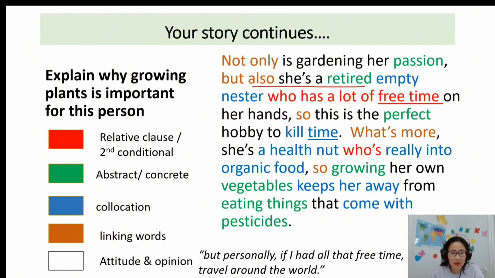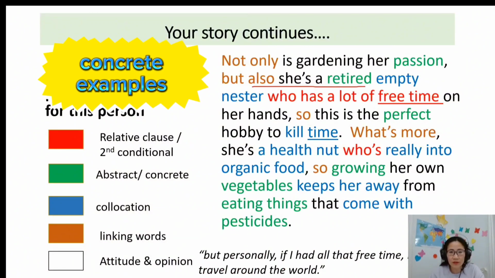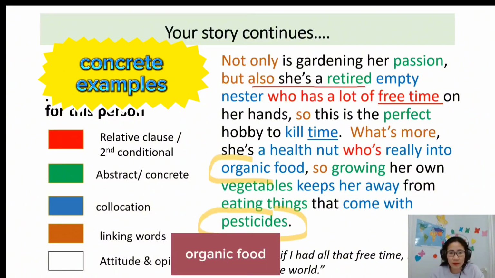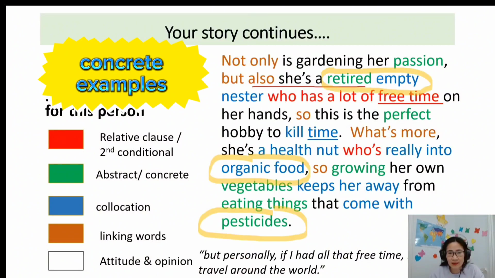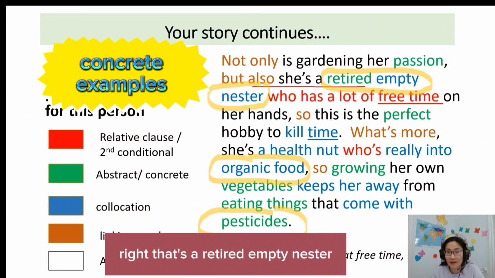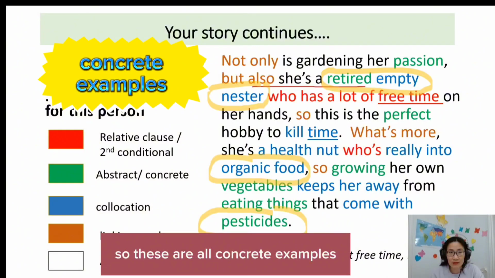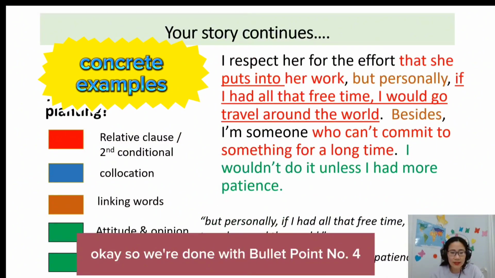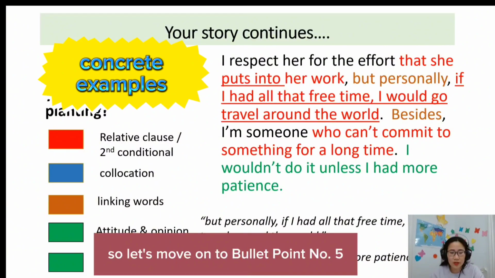Number 5, I use concrete examples. So for example, pesticides, organic food, retired empty nester. That's a person who stays home and the kids are away, right? That's a retired empty nester. So these are all concrete examples. Okay, so we're done with bullet point number 4. So let's move on to bullet point number 5.